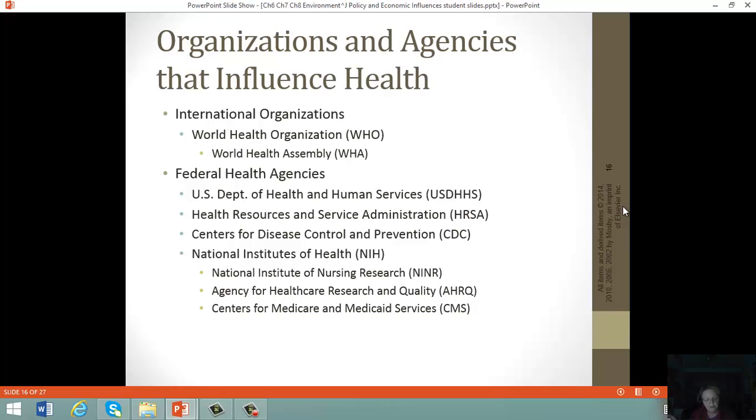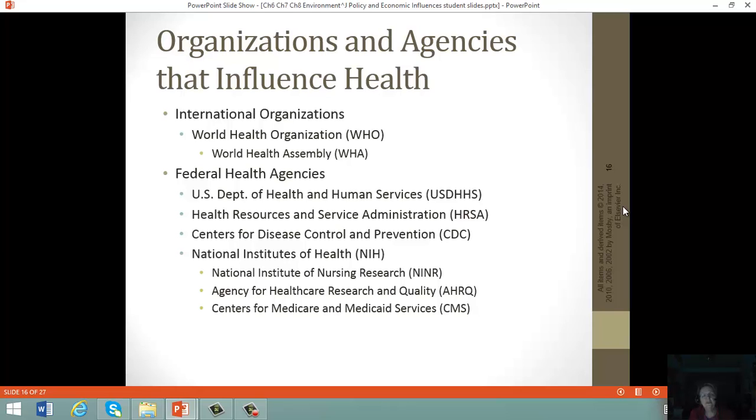Then the U.S. Department of Health and Human Services takes care of the health and welfare of the citizens. And then the Health Resources and Services Administration, HRSA, helps provide funds and programs for health professions and underserved areas of the United States. If a person were to train to be a nurse practitioner or a physician, for example, they might get some of their tuition forgiven for working in an underserved area, and that would be administered by HRSA.